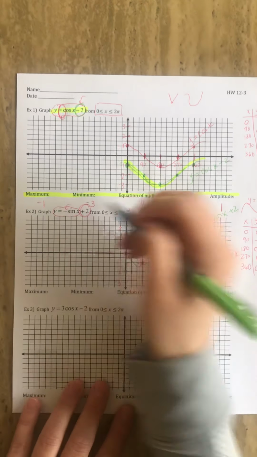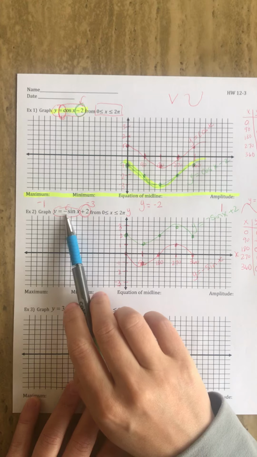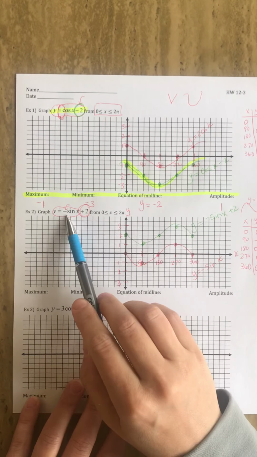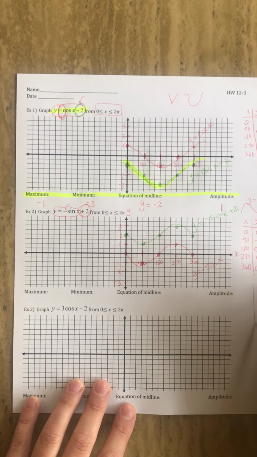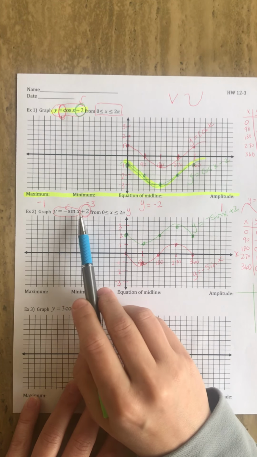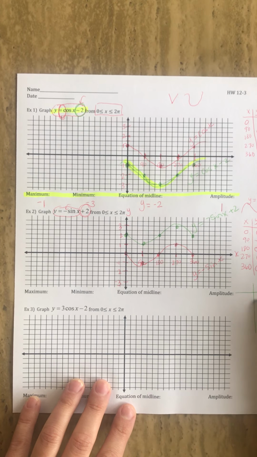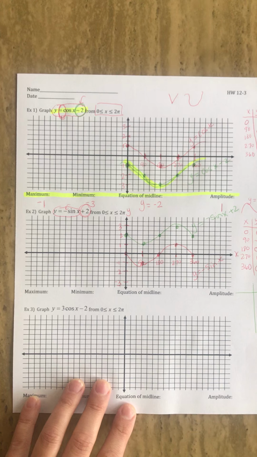And we talked about if you forget any of these key points here, you can just put negative sine of 0, negative sine of 90, and so on. You also technically can just put negative sine 90 plus 2, and it'll give you all of your key points with this transformation of moving it up 2 units. So you're more than welcome to do that too.